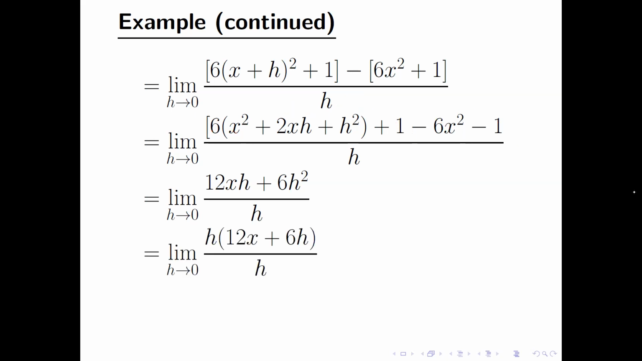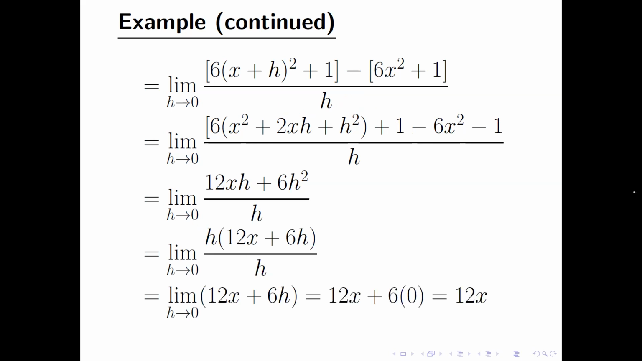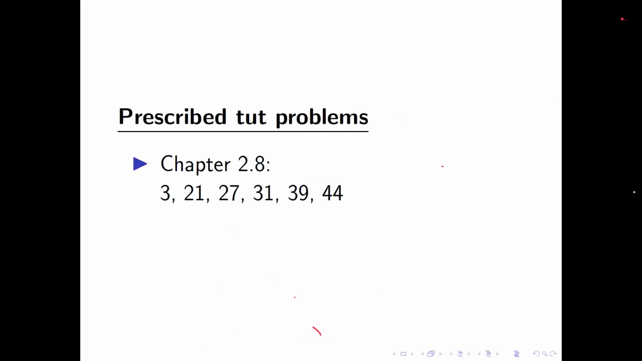Then there is a common factor h, so you may divide it out. And when h approaches 0, at the end of the day you have 12x. So this is the second derivative of that function. We saw that we found the first derivative, and from the first derivative, we managed to find the second derivative in a few steps. Let me stop here.